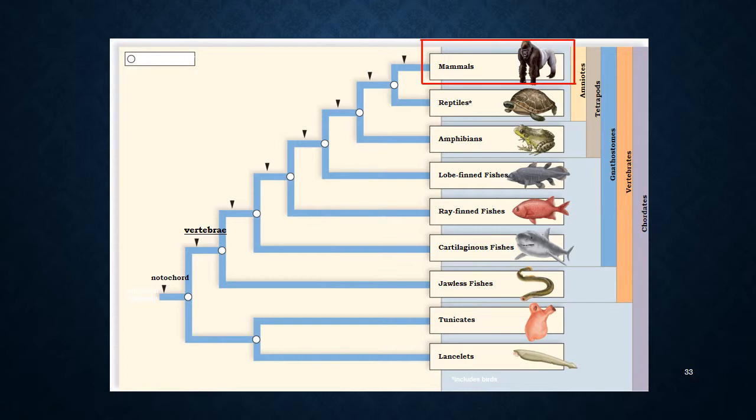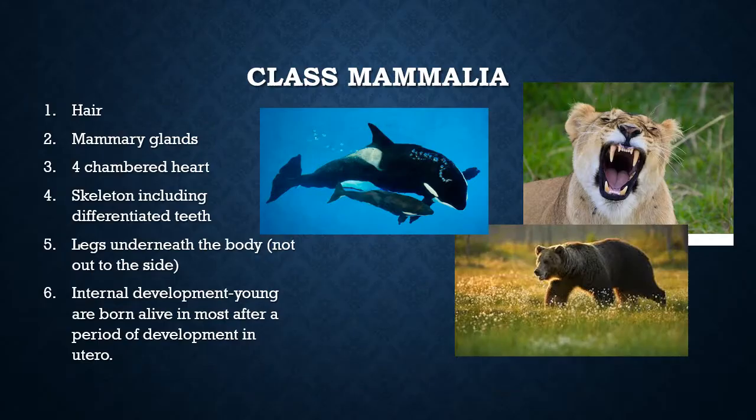Okay, now we're going to move into what everybody is familiar with, which is class Mammalia. Again, we are still in the tetrapods. We still have amniotic eggs. So what makes mammals unique? Most of this is going to be something that you learned probably in elementary school. We seem to all learn this one pretty early.